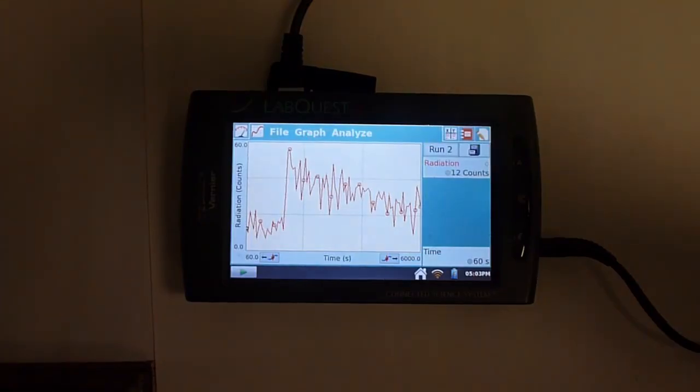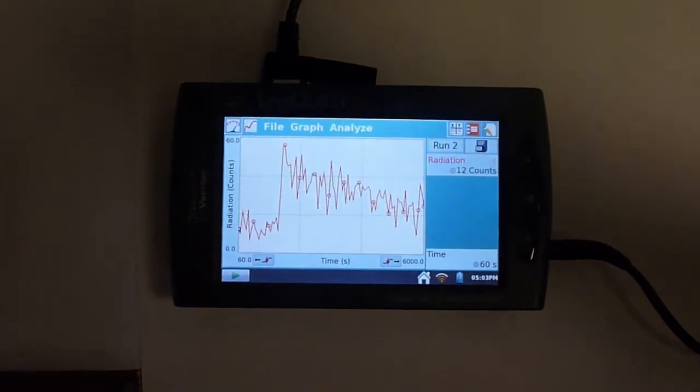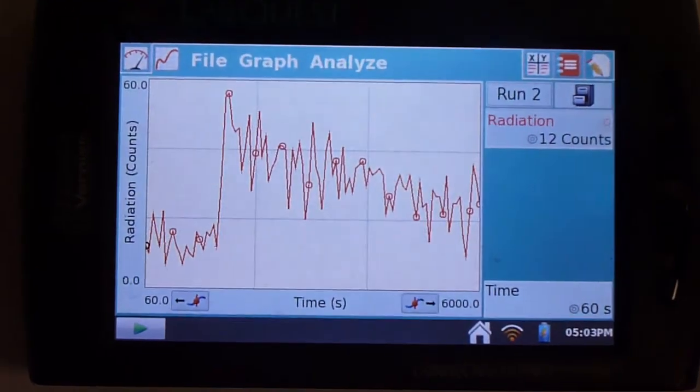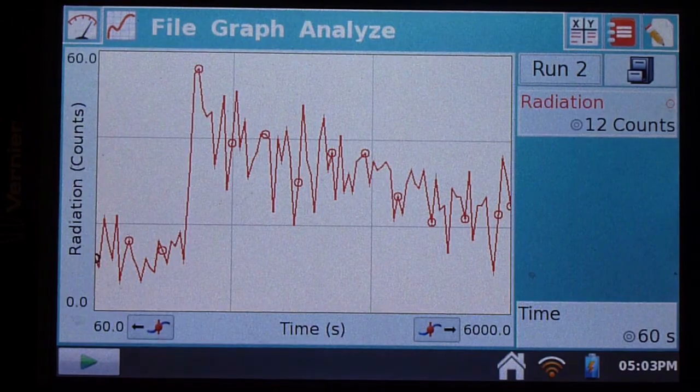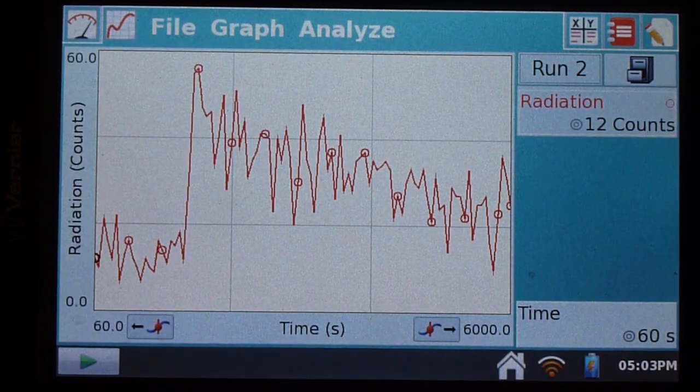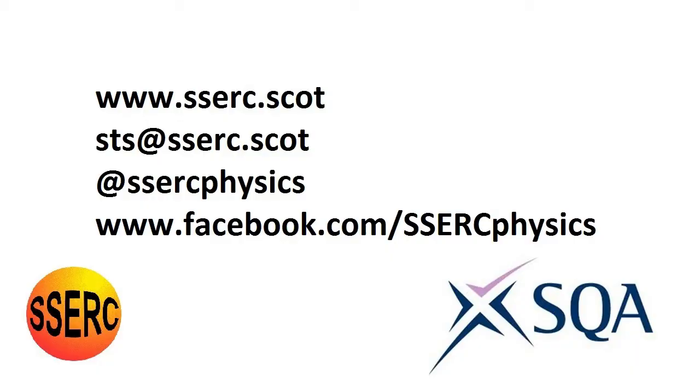This Geiger-Müller tube and the data logger attached to it has been supplied to every local authority in Scotland by CERT. The idea is that it can be lent out so that everyone can try the activity even if they don't have the equipment themselves.